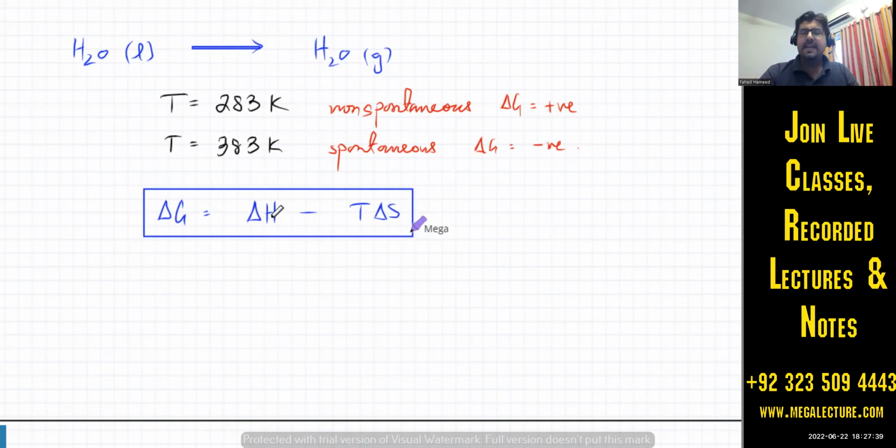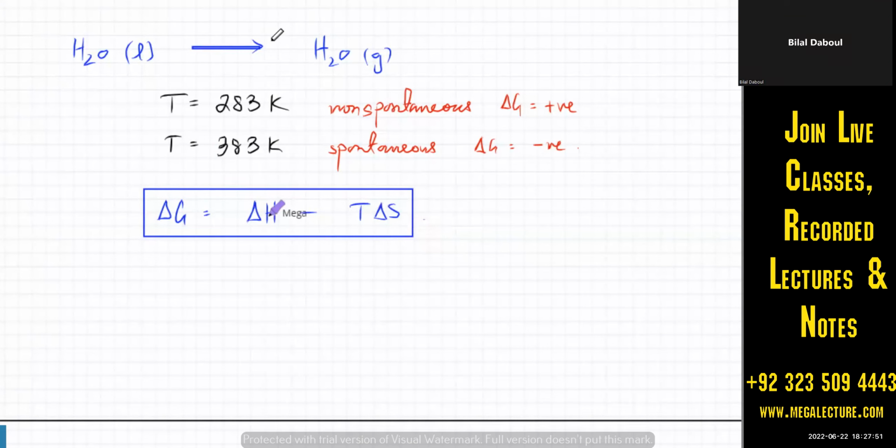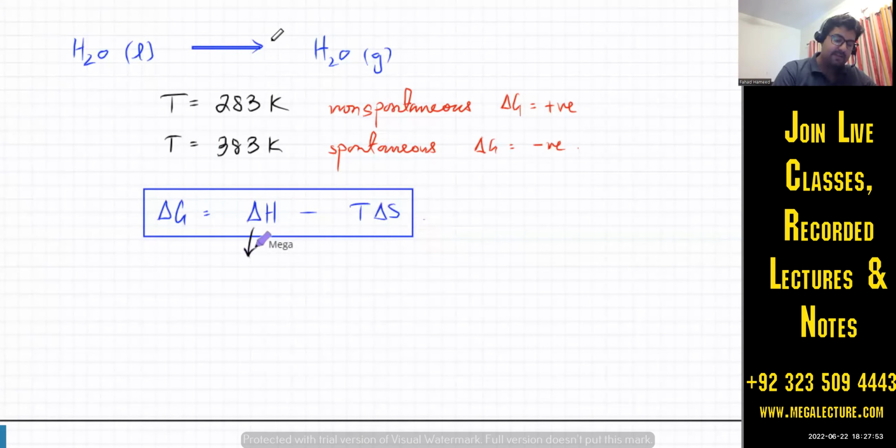What do you think is the enthalpy change of this reaction? Is it endothermic or exothermic? Guys, is this an endothermic reaction or an exothermic reaction? Endothermic. Yeah, that's an endothermic reaction, right? So that means delta H over here has a positive value. I mean, we don't know what the value is, but it's positive, right? Because it's an endothermic reaction.